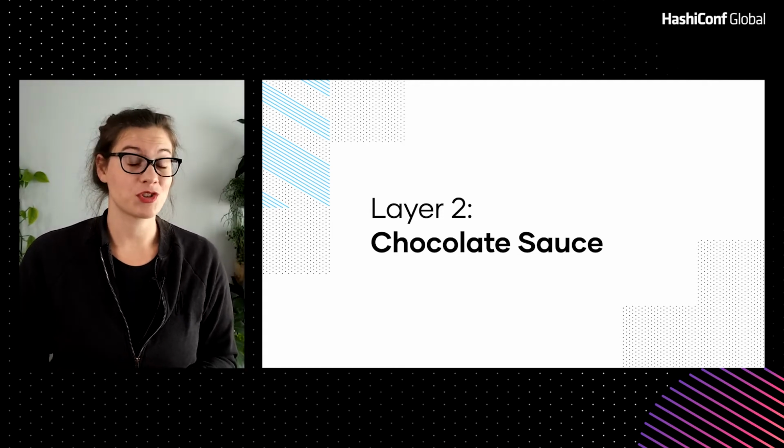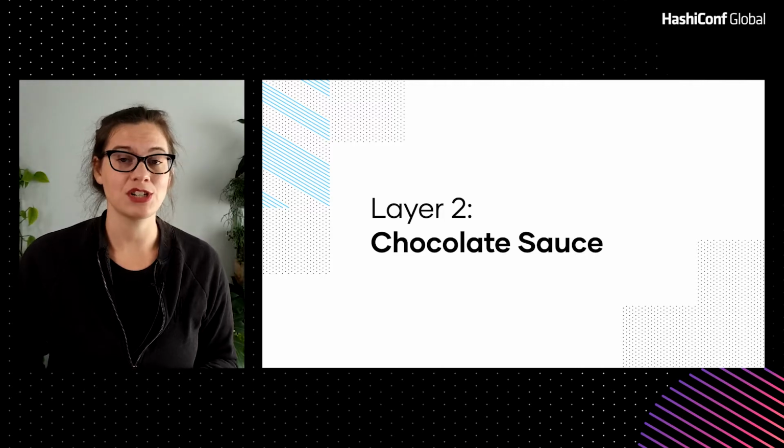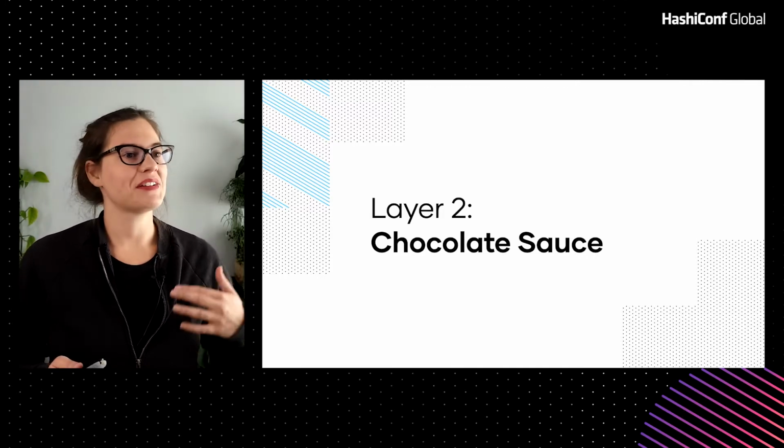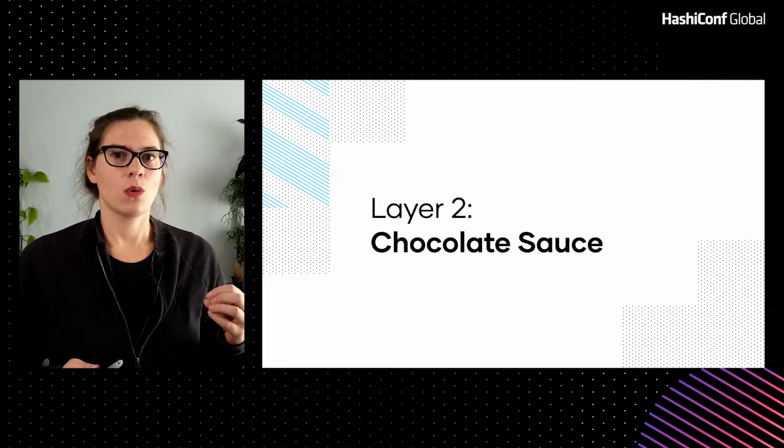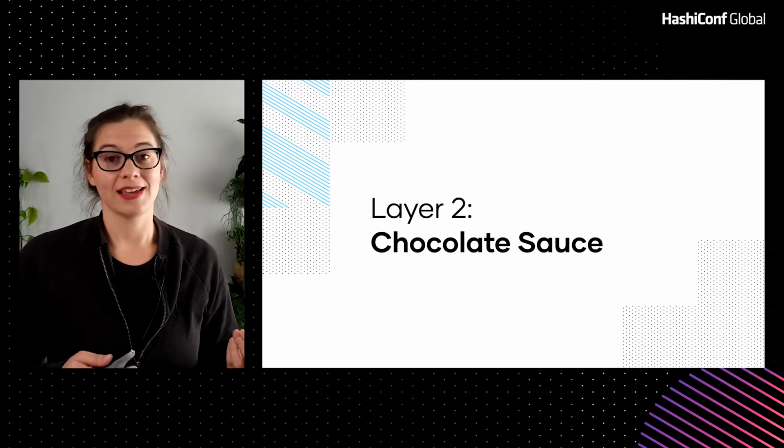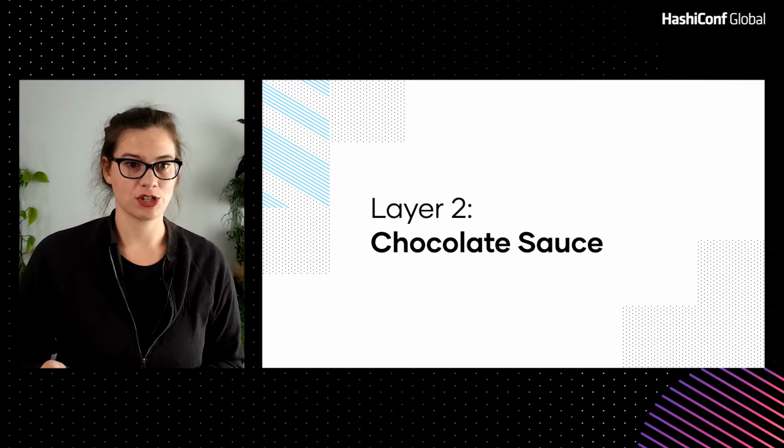Now at this point, we've created our vanilla base to our Sunday, and we've pushed the metadata for that vanilla image up to the registry, including the AMI ID for the image that was produced. Now what we want to do is build a secondary layer on top of that where we add some extra configuration, in this case, chocolate sauce, to the image.